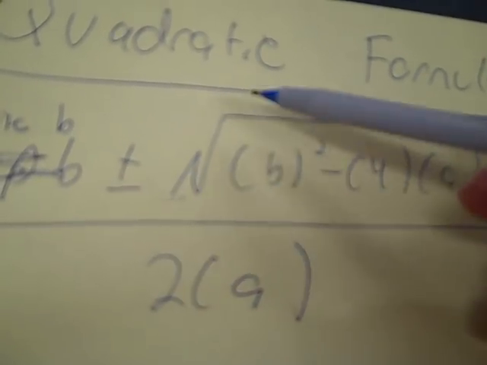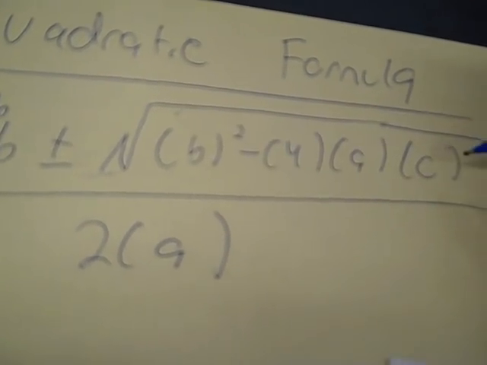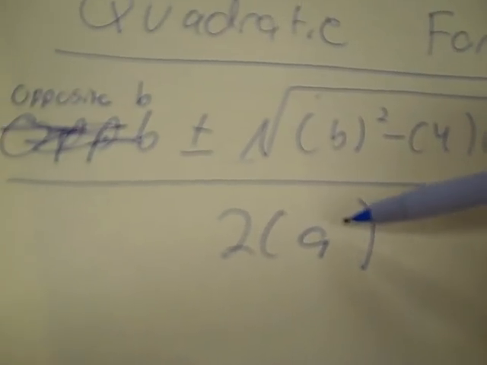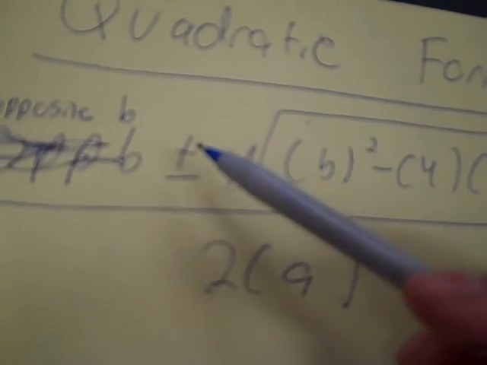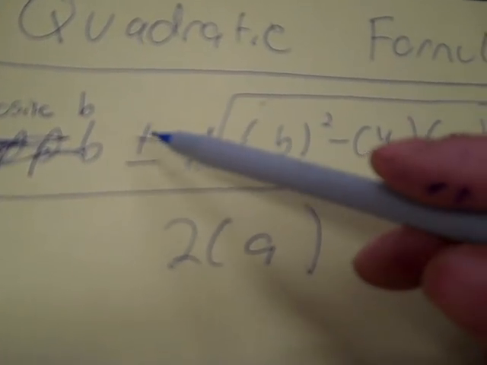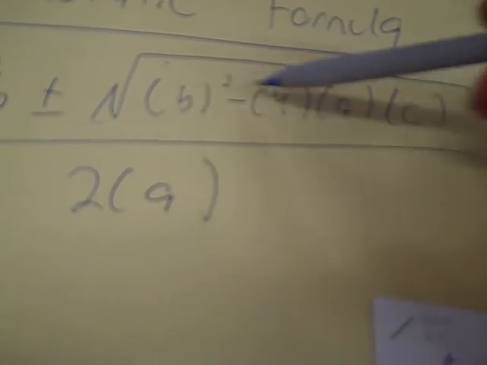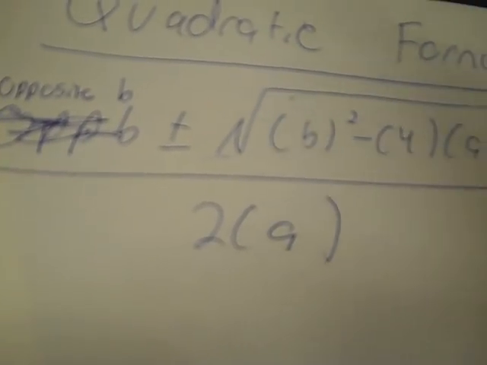Opposite of B, opposite of B. Plus or minus the square root. B squared minus 4AC. B squared minus 4AC over 2A. Over 2A. Sing it again. Opposite of B, opposite of B. Plus or minus the square root. B squared minus 4AC. B squared minus 4AC over 2A.